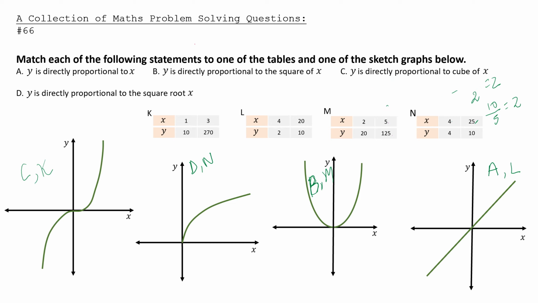So what we got is, we can see A and L, B and M, C and K, and D and N.